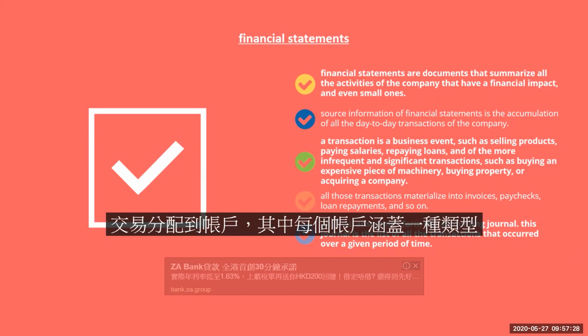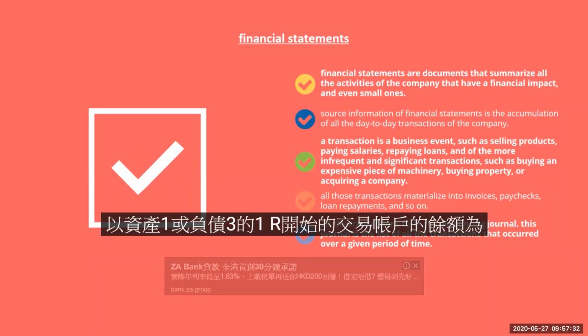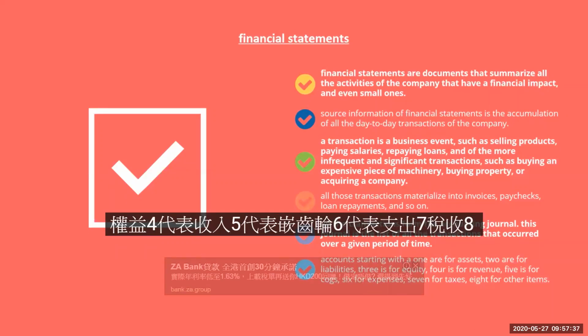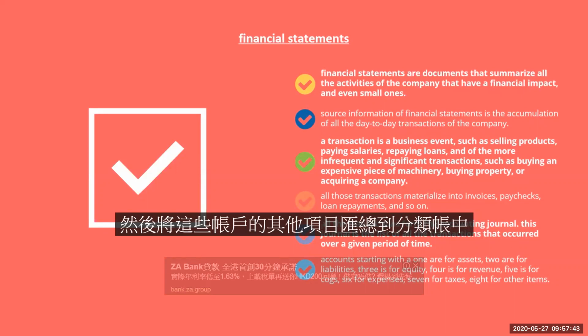The transactions are assigned to accounts, where each account covers a single type of transaction. Accounts starting with a 1 are for assets, 2 are for liabilities, 3 is for equity, 4 is for revenue, 5 is for COGS, 6 for expenses, 7 for taxes, 8 for other items. Those accounts are then summarized in the ledger.